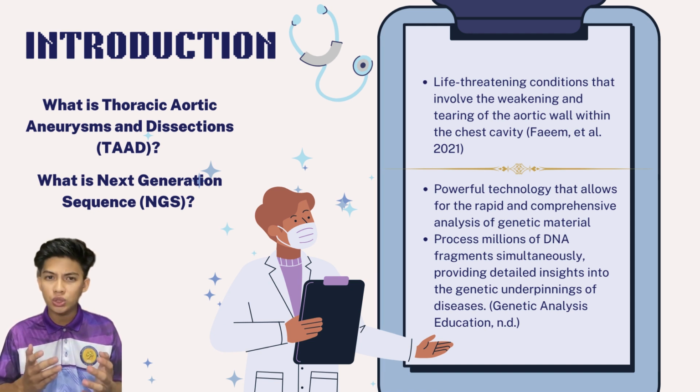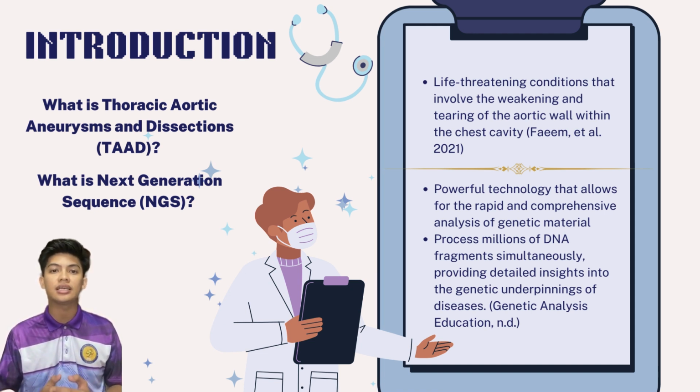Actually, what are thoracic aortic aneurysms and dissection, or as we call it, TAAD? TAAD are life-threatening conditions that involve the weakening and tearing of the aortic wall within the chest cavity, as stated by Qayyum et al. 2021. These conditions can lead to catastrophic outcomes if not diagnosed and managed promptly.